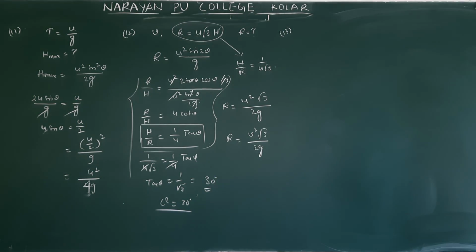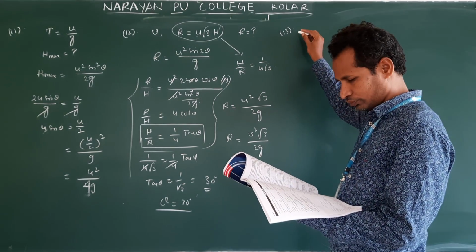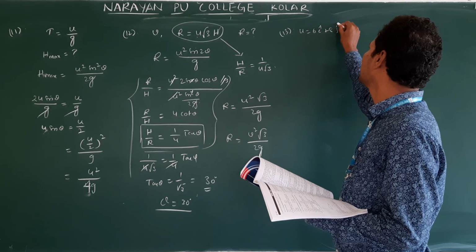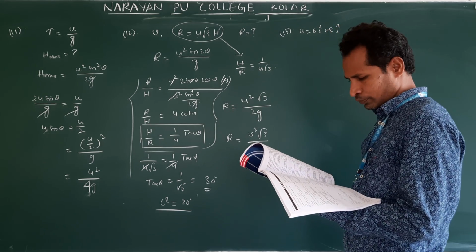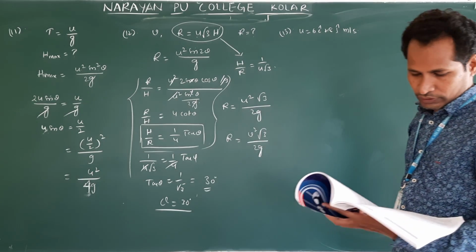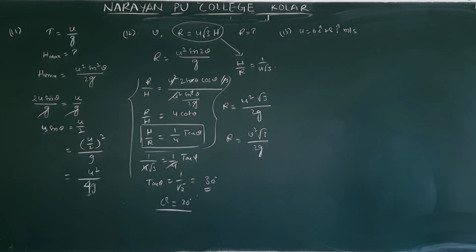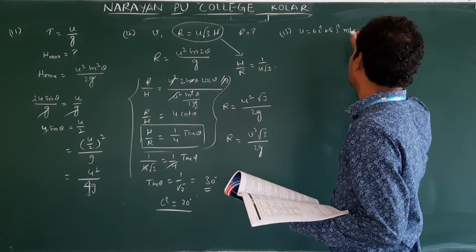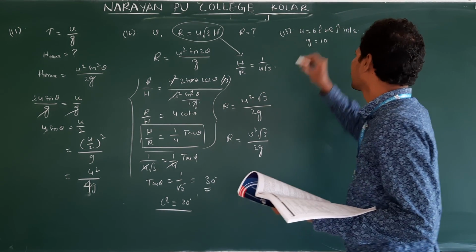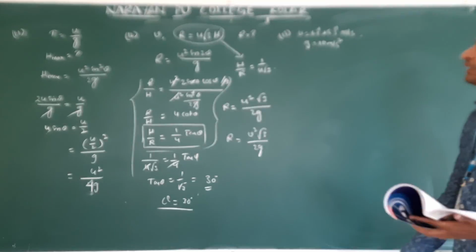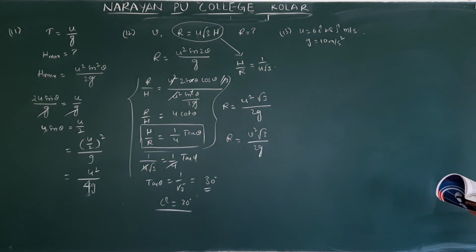13th: A projectile is projected with the initial velocity u is equal to 6 i cap plus 8 j cap meter per second. The horizontal range is? They are asking us to take g as 10 meter per second square. They are asking for the range. Clear?